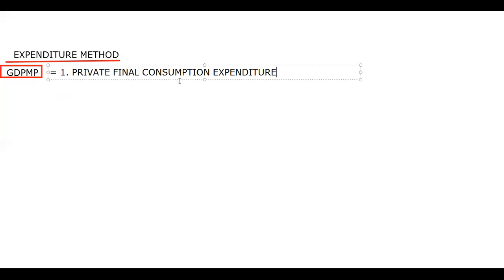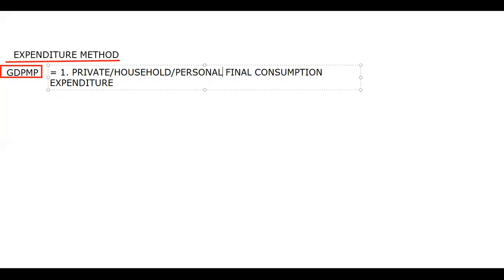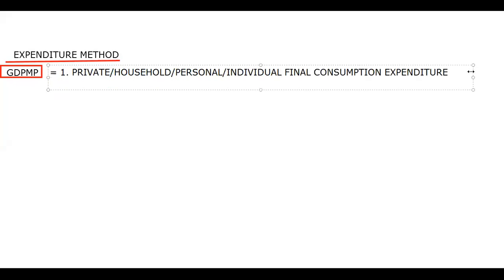Private final consumption expenditure. Let me tell you the other names also first. Private can also be given as household final consumption expenditure. Even it can also be given as personal, or even it can be given as individual. So this is the first element that we need to take while calculating the national income from expenditure method.